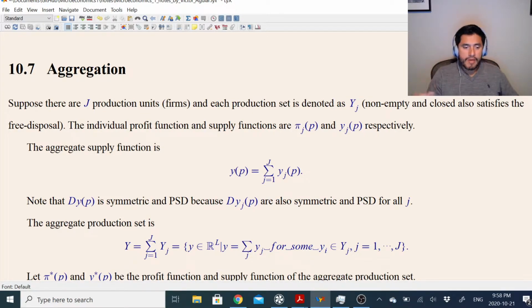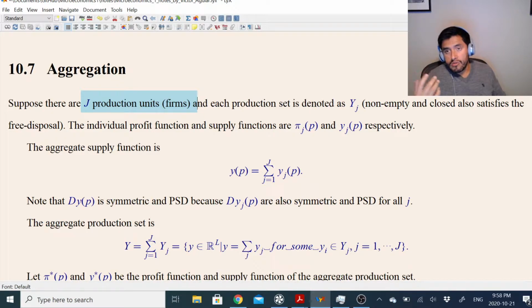So let me tell you what I mean by that. What is the aggregation problem? Suppose there are capital J production units. For instance, imagine there are 2 production units, and the production set of each firm is denoted as capital Y_J. So here in my example, I have Y1 and Y2. I'm going to assume they are nonempty, closed, and satisfy free disposal. Remember, free disposal means I can get rid of my inputs for free. The individual profit function and supply function associated with each of these firms are pi_J of prices and y_J of prices.